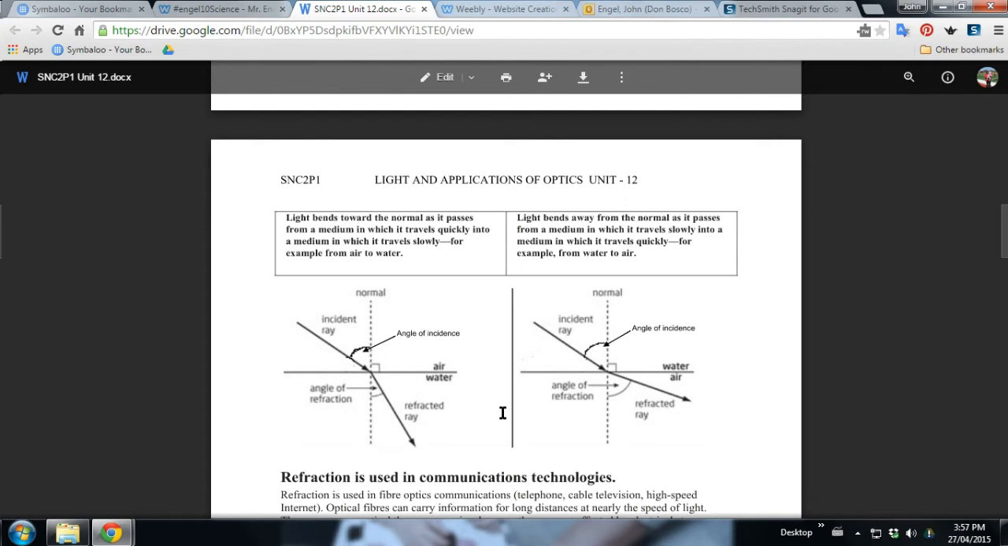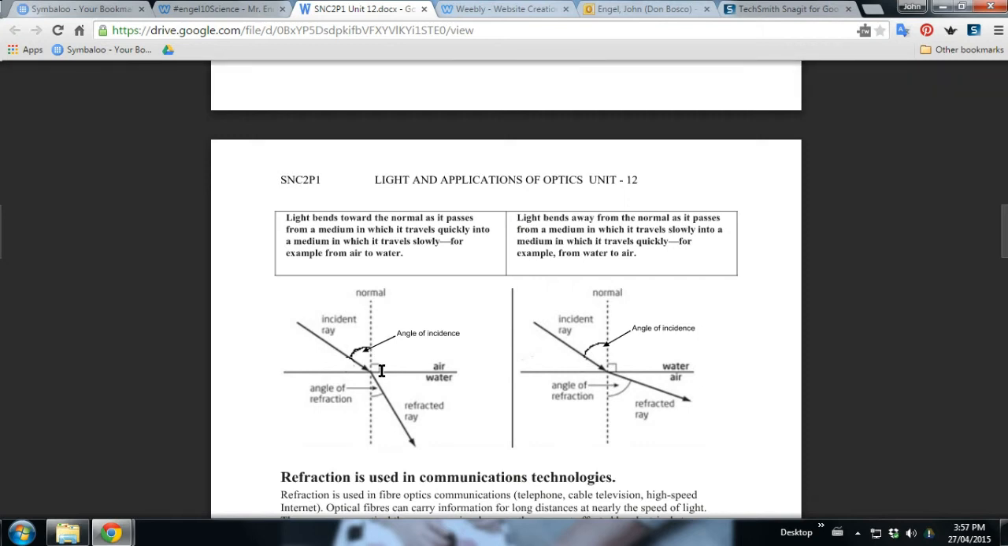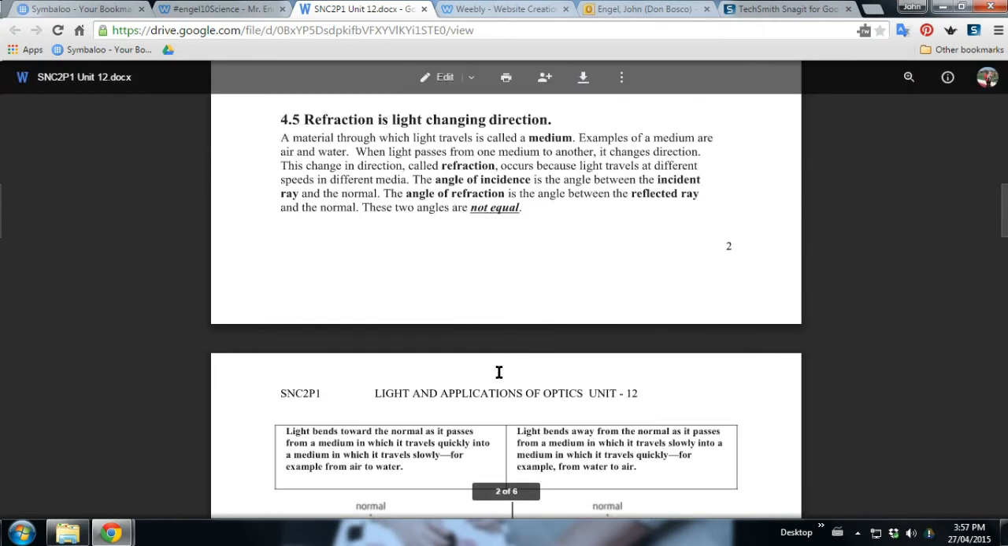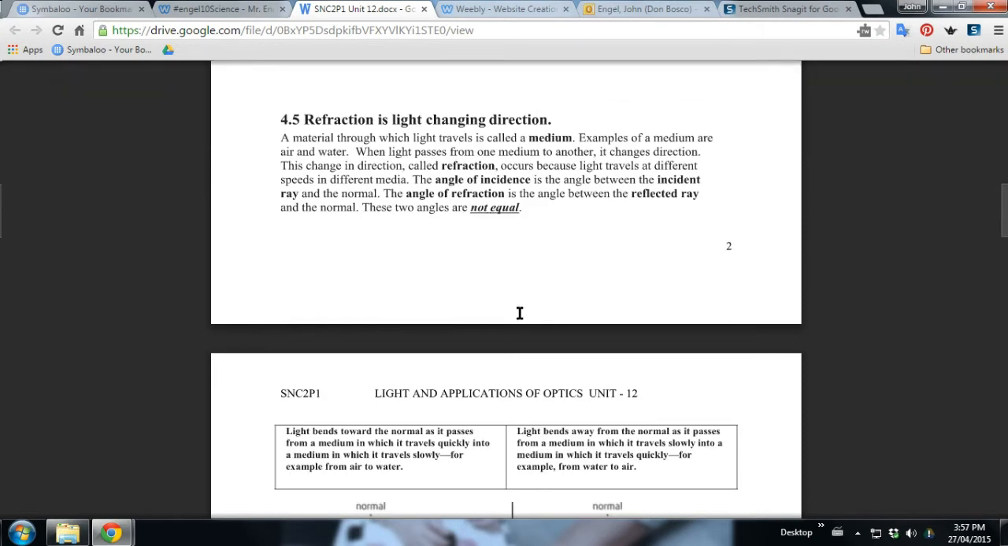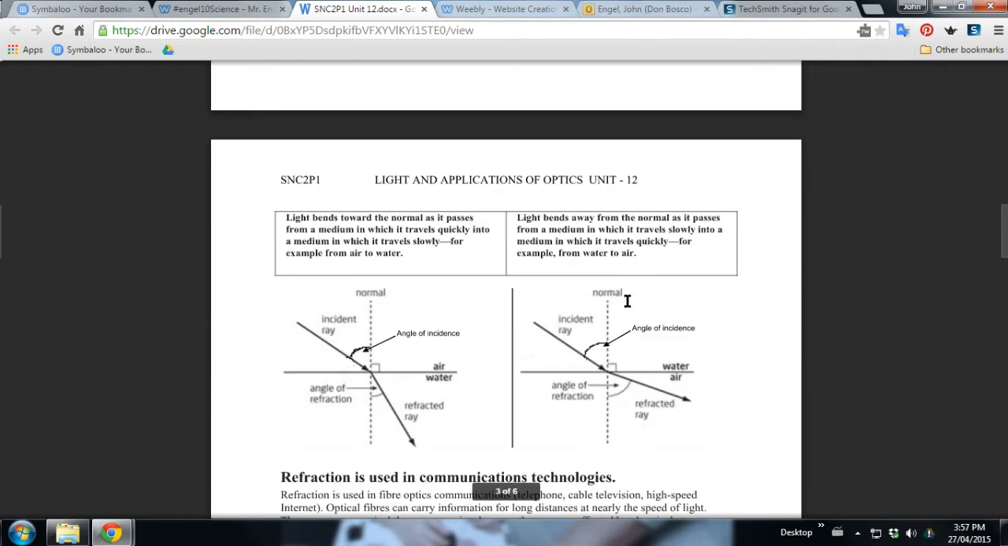Another thing we need to understand is that light is traveling. It's a form of energy. It's a wave, and it's traveling through certain substances. Traveling through air is a lot easier than traveling through water. So what it's traveling through can be either lighter or more dense, and that will affect the rate of the refraction, or what the refraction is doing.